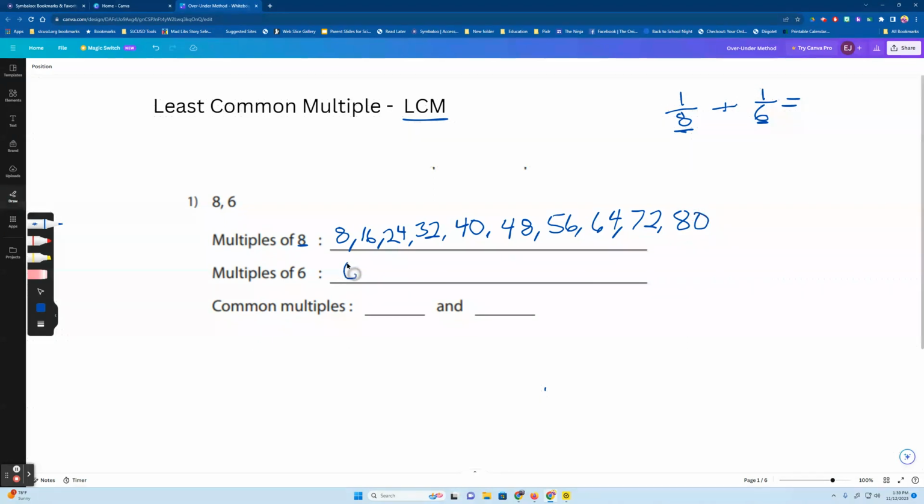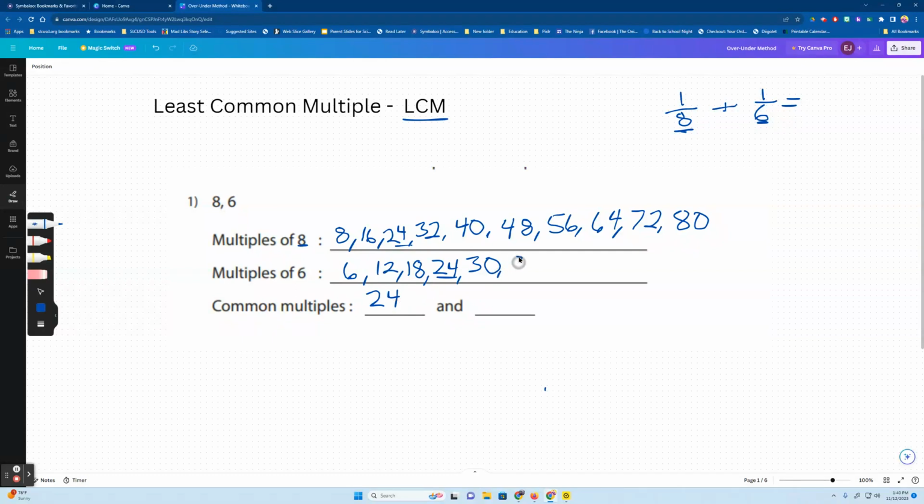6 times 1 is 6. 6 times 2 is 12. 6 times 3 is 18. Have I found a common one yet? No, I haven't. 6 times 4 is 24. And 6 times 5 is 30. Have I found a common one yet? Yeah, 24 and 24.